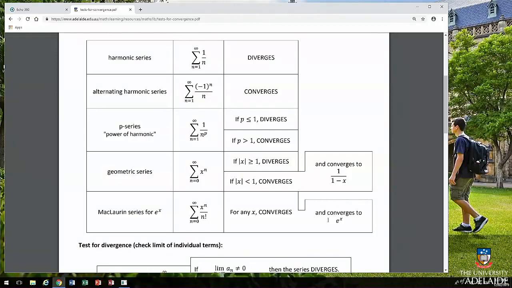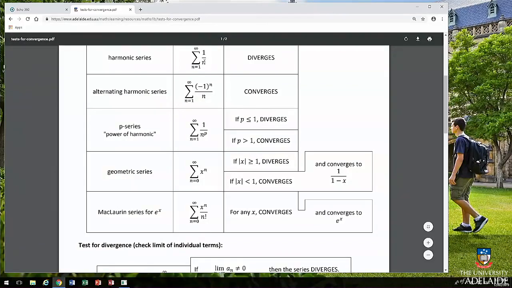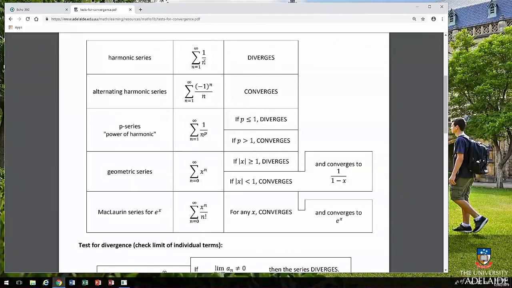I should also point out that the harmonic series, like 1 over n, if it's 1 over 2n plus 1, it will still diverge. As long as it's linear on the bottom, it still diverges. So instead of n, I could have 3n plus 1 or 5n minus 7. As long as it was a linear thing in n on the bottom, it will still diverge.